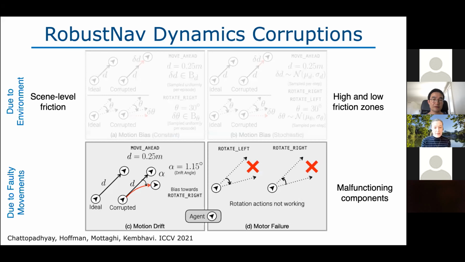And the other 2 corruptions have to do with faulty components in the robot itself. So things like if you had a malfunctioning motor or a wheel, and you asked the agent to move forward and it didn't necessarily move forward in exactly the same amount as you would expect, or you asked it to turn and it turned 25 degrees in training time, and now it only turns 15 degrees, things like that. So we're asking, essentially, as we're doing this visual navigation task, what happens if some of the conditions at test time deviate from how they were at training time?